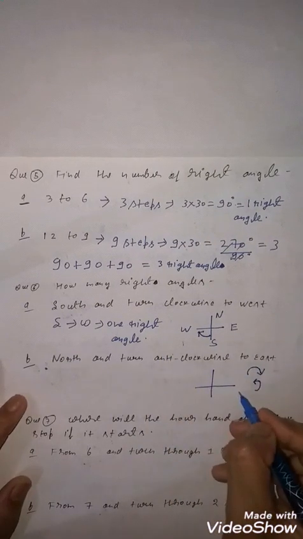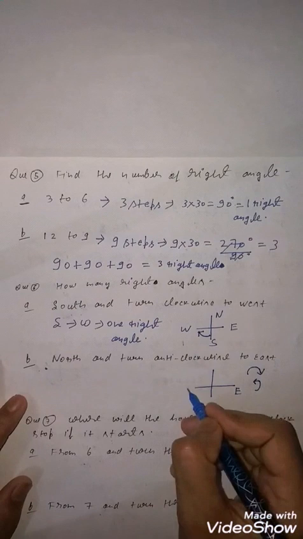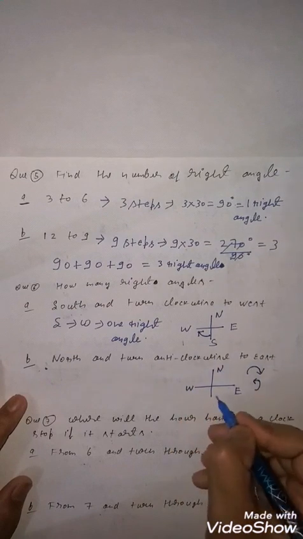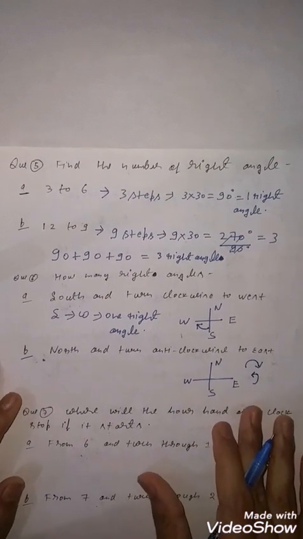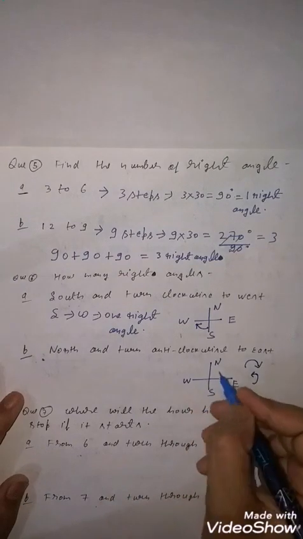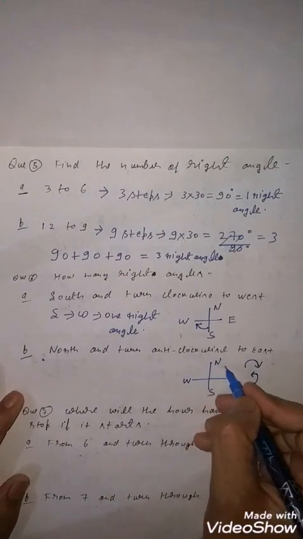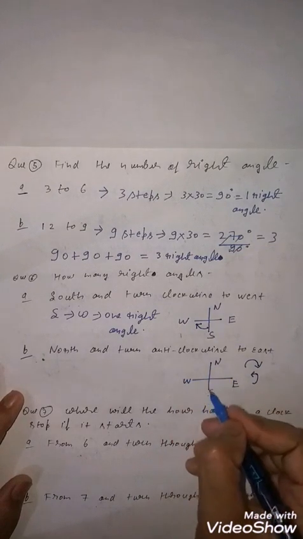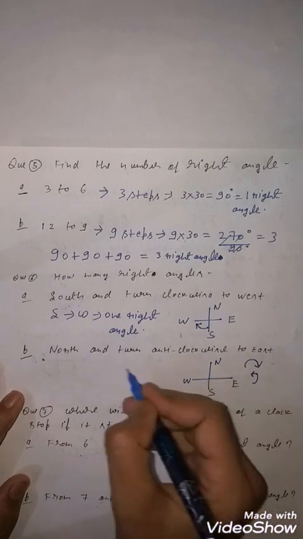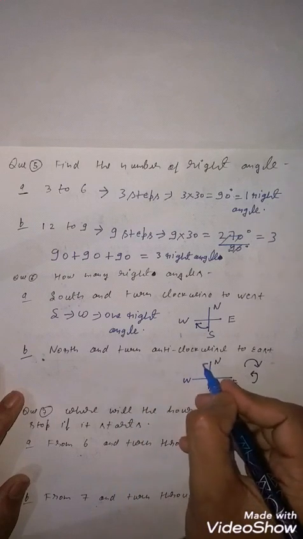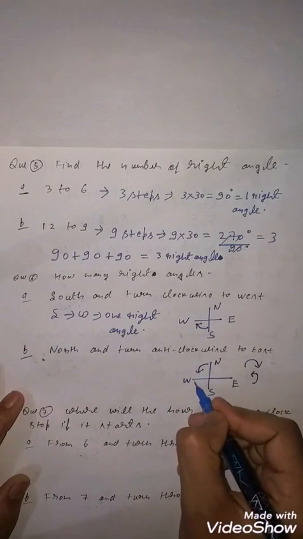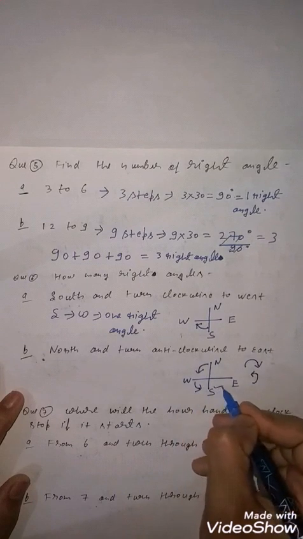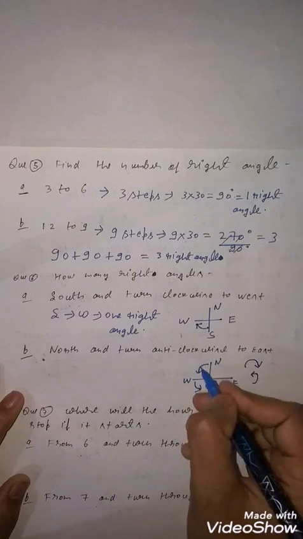So first write down east, west, north, south. Clear student? So north turns anti-clockwise to east. North is given here. If clockwise means you will go like this, but anti-clockwise means you will go in the opposite direction. So first you will go here, then this one. This is anti-clockwise now, students.